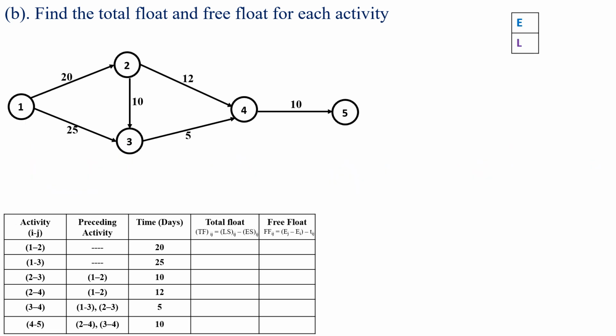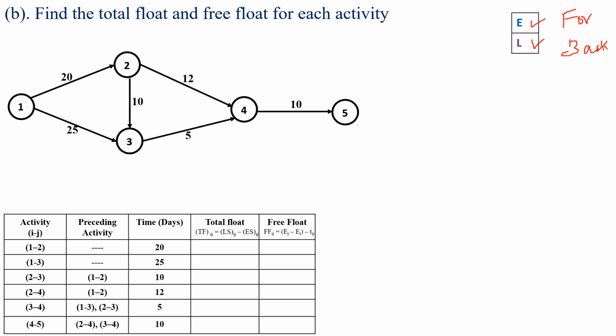Before determination of the total float and the free float, first we have to determine the earliest start time and earliest finish time by the forward pass method. Similarly, we have to determine the latest start time and latest finish time by the backward pass method. So first we look at the determination of the earliest start time and earliest finish time by the forward pass method. In the forward pass method, we always start with the starting activities.